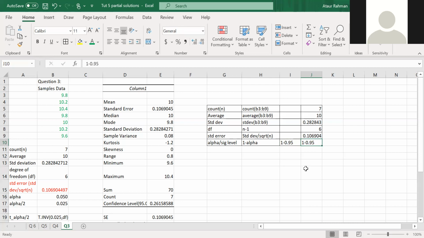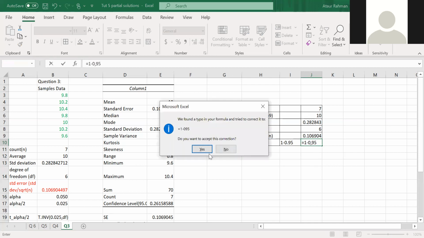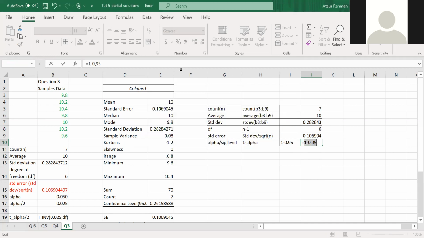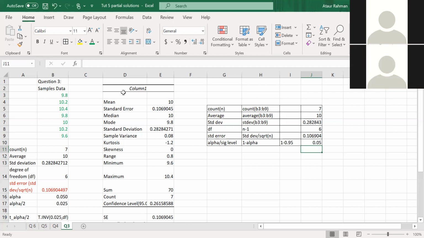So basically here, 1 minus 0.95. It should be a decimal point here, sir. Yeah. So where did you get 0.95? The question is asking to find the 95% confidence interval. So 95% is basically 0.95. Is that clear? Yes, sir. Thank you. Okay.